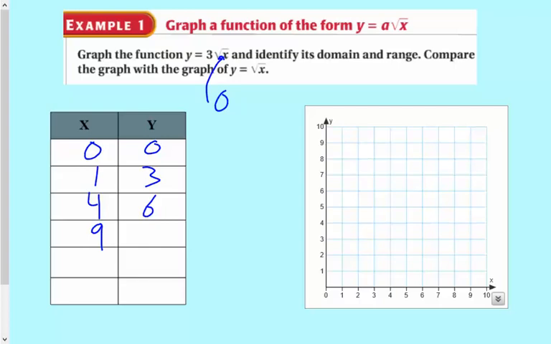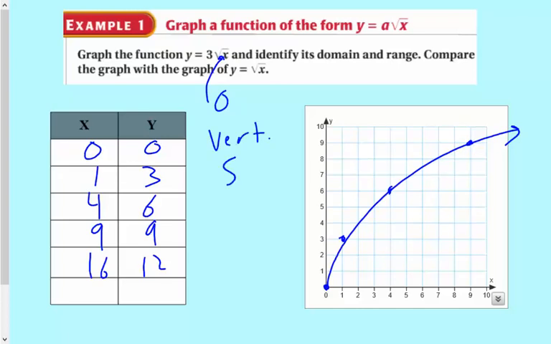3 times 3 is 9. And then I'll do 16 as well. Square root of 16 is 4. 4 times 3 is 12. And then we can just plot our points. 0, 0, 1, 3, 4, 6, and 9, 9. And it has the same shape as the other one, only this is called a vertical stretch. We've talked about that before. Vertical stretch of 3.